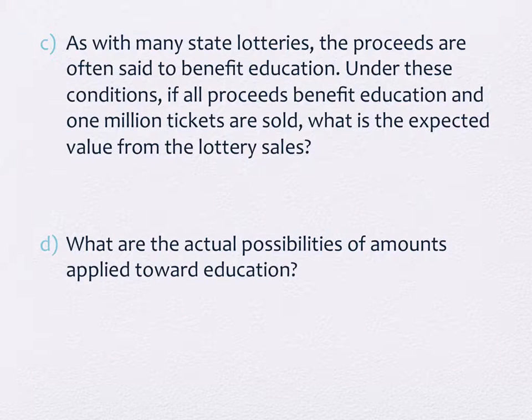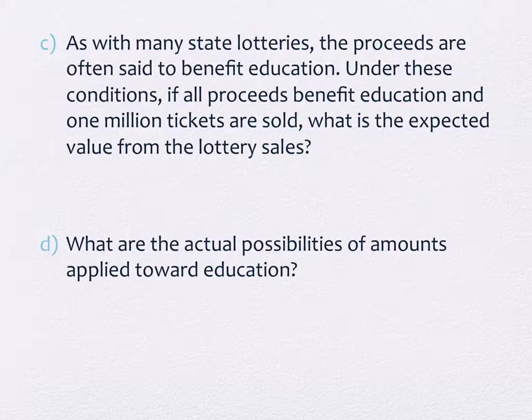So take a look at what happens next in this particular situation. As with many state lotteries, the proceeds are often said to benefit education. Under these conditions, if all proceeds benefited education and 1 million tickets are sold, what is the expected value from the lottery sales? So we've got 1 million tickets, and it costs $5 to play, right? So one might think that it's simply 5 million. Are you with me? $5 per ticket, there's 1 million tickets, okay? It's not quite what the question's asking. That assumes that nobody wins, right?